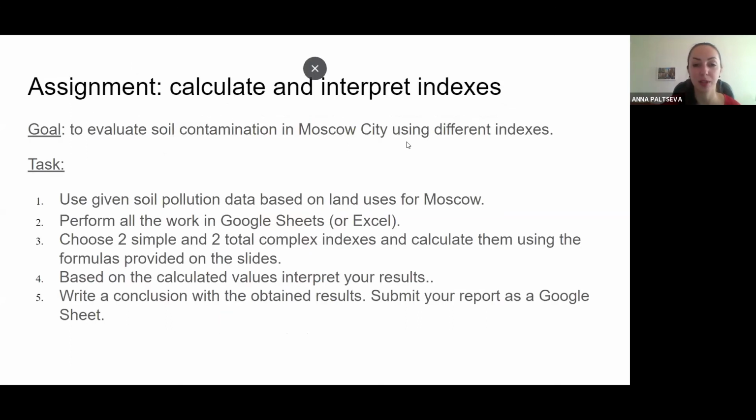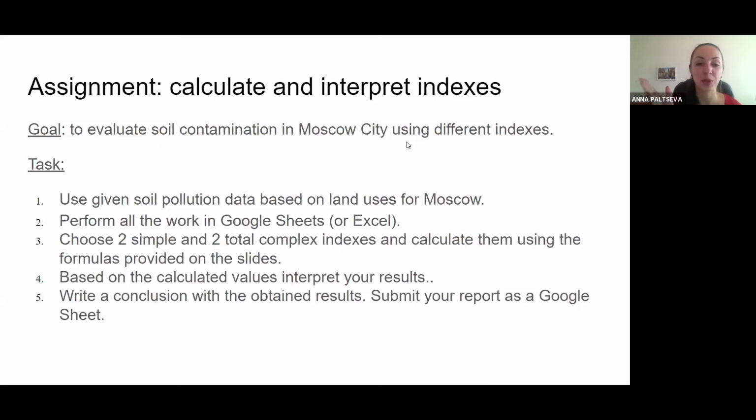Evaluate soil contamination in Moscow City, using the different indexes that we showed you here. And you will need to compare it per different land uses. You will see in a second, I will share with you an Excel file or Google Sheets, the same thing. I use them interchangeably. It's not the same thing, but it functions very similarly. So you will see we have different sheets with different uses, and we will calculate the same indexes for all those uses, and then you need to compare those values.